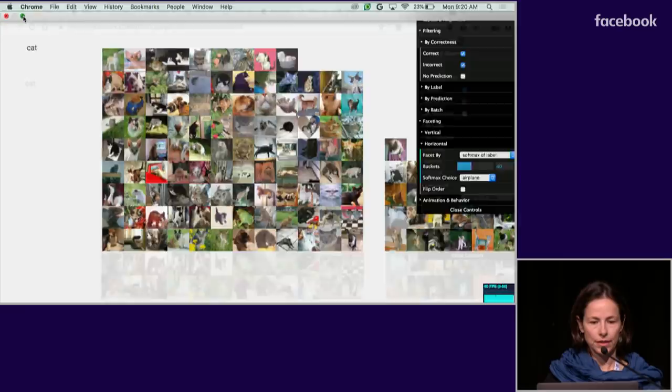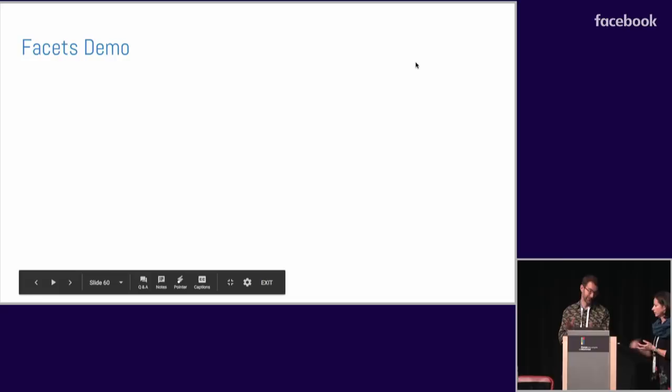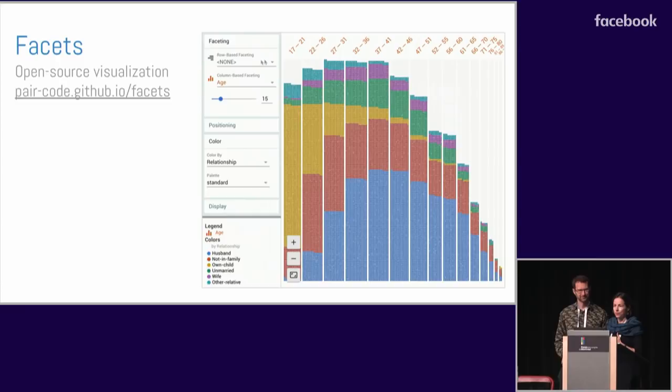I'm just going to interject something, which is that this really illustrates very well this idea of overview first, zoom, in this case very literally zoom, filter, and then the details on demand to see the individual frog. Good point. And Facets is available. It's open source. And so please feel free to download it, use it, make it better.